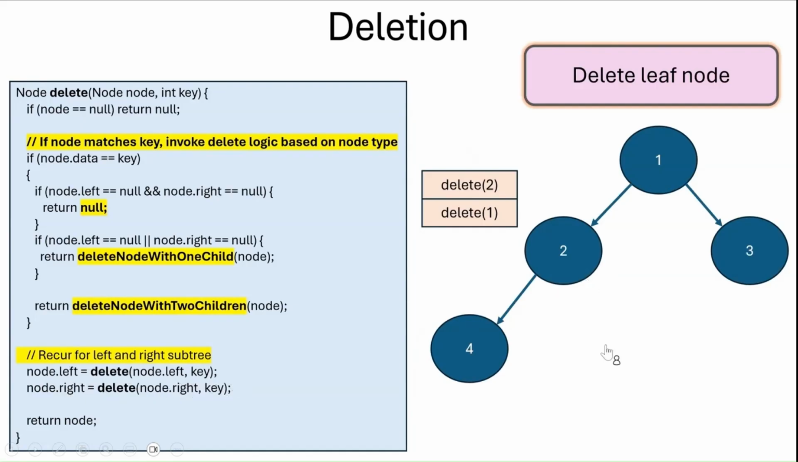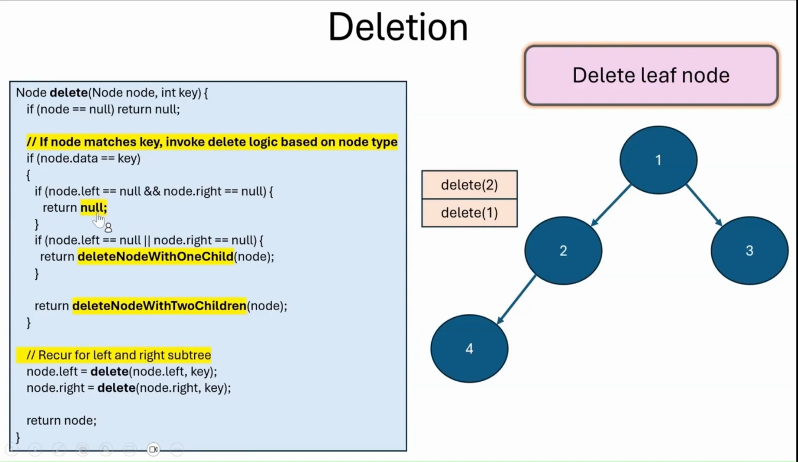The right child of 2 was 5. So it will call the delete method with node 5, and it is matching with the key. Now node 5 is a leaf node. So what are we doing? We found the node with the key value. If it is a leaf node, we are just returning null. Basically, we are detaching node 5 from its parent. How? By returning null.